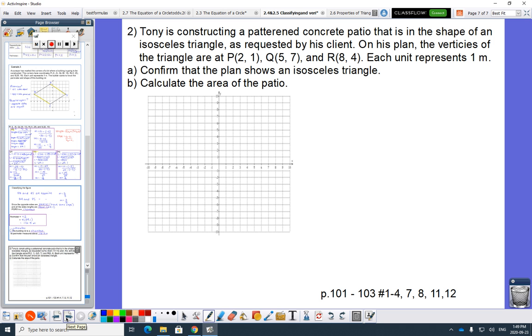Oh, good. Okay, so now Tony is constructing a patterned concrete patio that is in the shape of an isosceles triangle as requested by his client. So sometimes the question will tell you what kind of shape it is. You just have to prove it. On his plan, the vertices or the points in the triangle are P, Q, and R. If the grid is hard for you to see, each line is meant to be 1 unit this time.